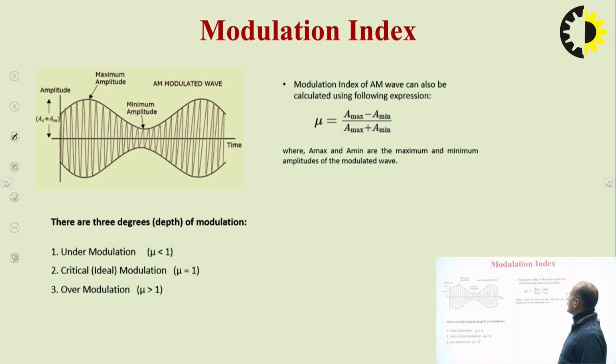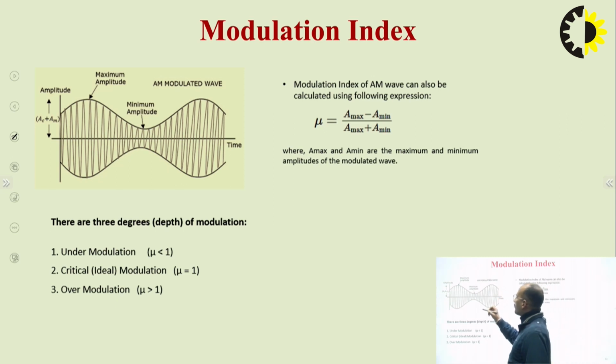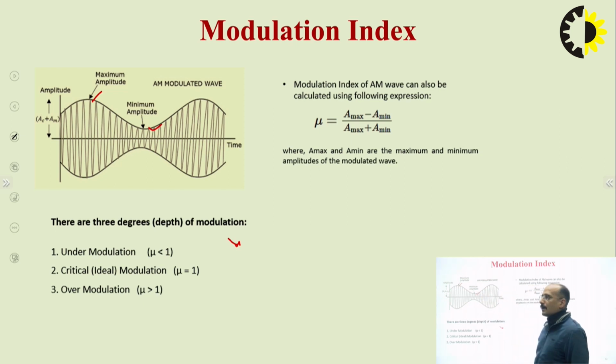Similarly, when we discuss this in the waveform part, you can also find that in the waveform we will get two amplitudes. This one is the maximum amplitude, and this one is the minimum amplitude, and we will get the modulation index by the formula mu equals A maximum minus A minimum upon A maximum plus A minimum.